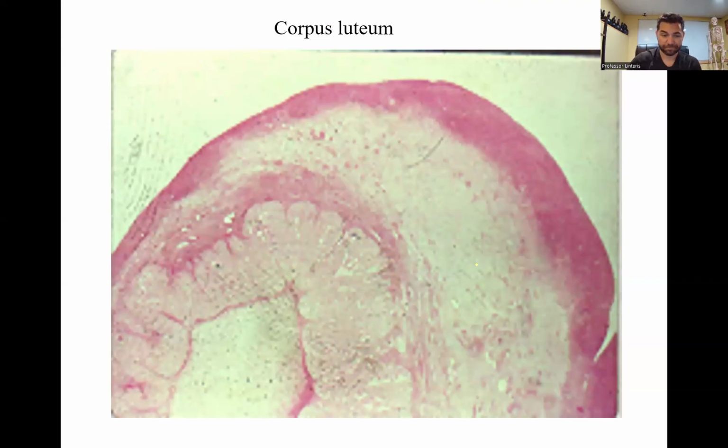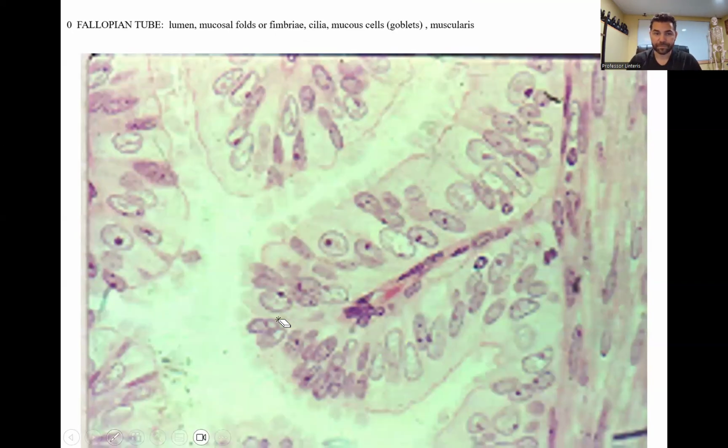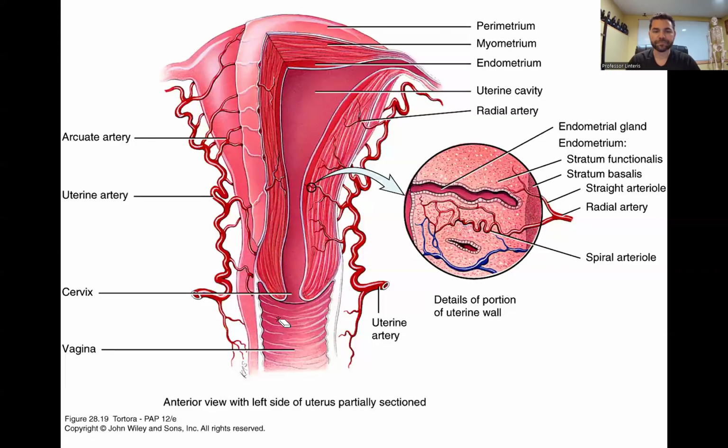Corpus luteum: a big, fluffy, cloud-looking structure. Just recognize it. This is a picture of the fallopian tube, showing what it looks like on the inside. It's got these fimbriae, which help the egg move along. It's important. And now we'll look at the three layers of the uterus.